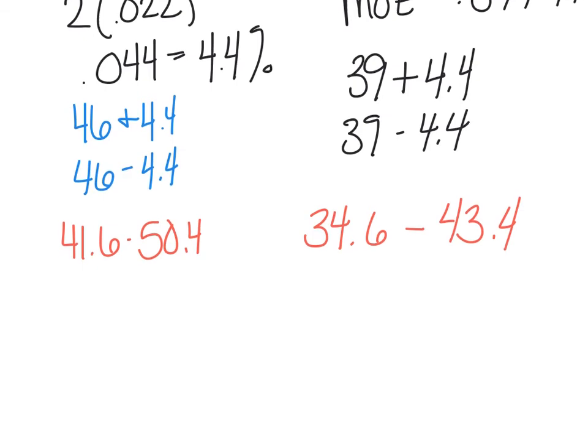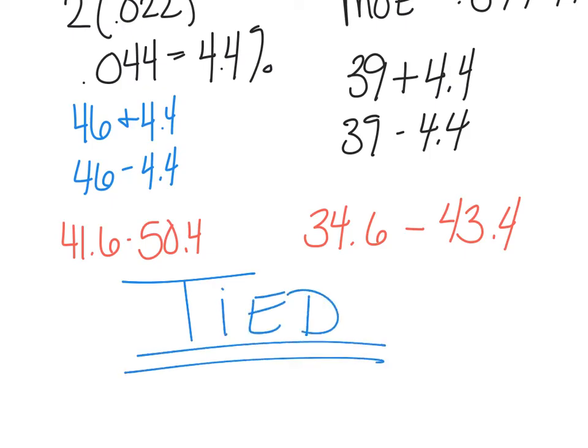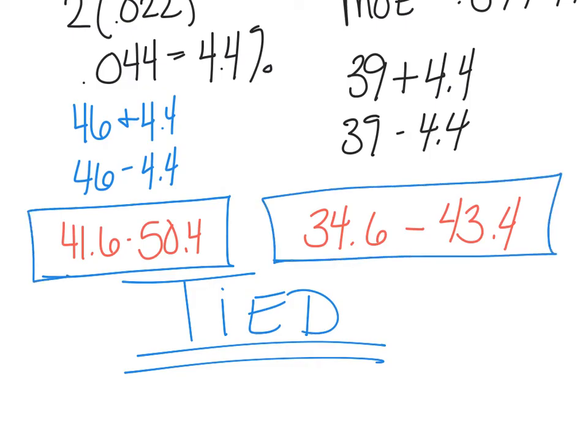So the question was, could these two candidates ever be tied? Okay, well, think about what it means to be tied. If it was tied, that means they actually have the same percentage. So if I look at my confidence interval for candidate A and candidate B, is it possible that they ever have the same percentage? I would say yes.